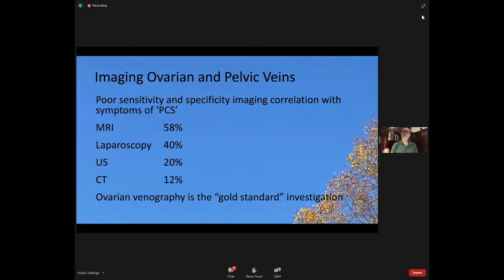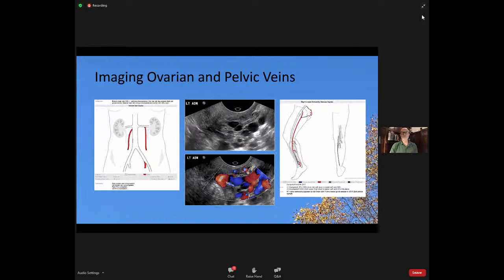Ultrasound, I think, has improved over the years, so I would rate it as slightly higher than that kind of published literature. CT is often used to identify this, but in fact, the sensitivity and specificity is quite low. And as we know, real-time imaging of veins is best done with a catheter inside the veins.